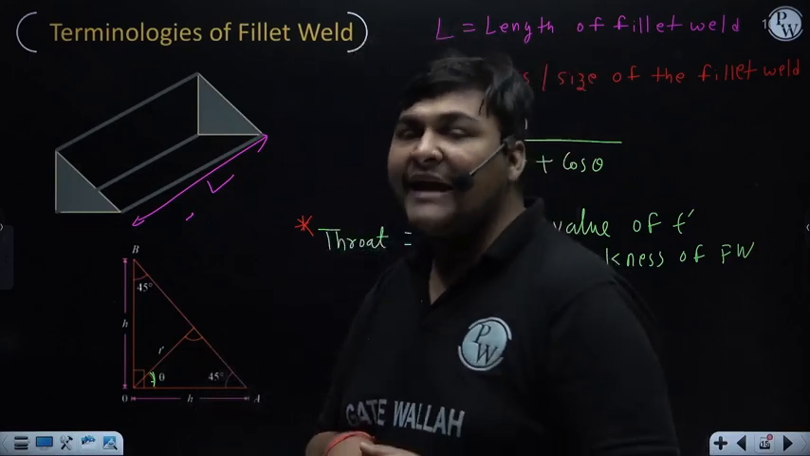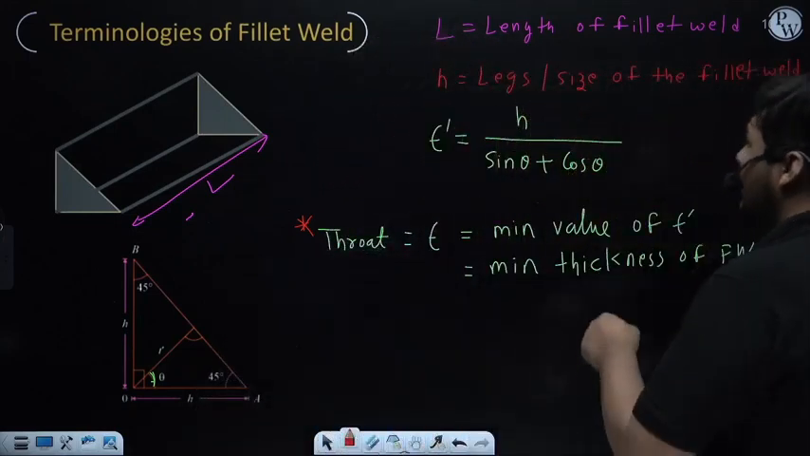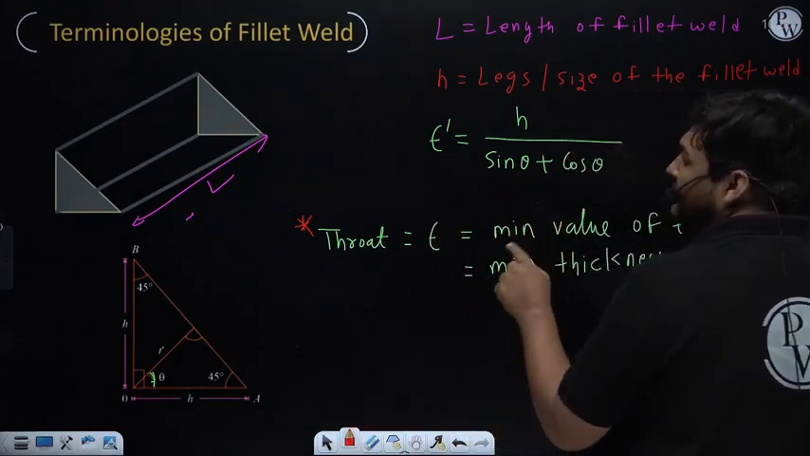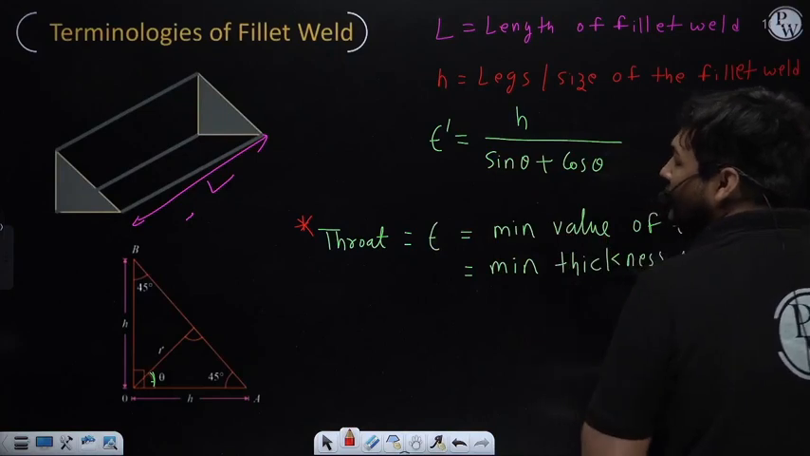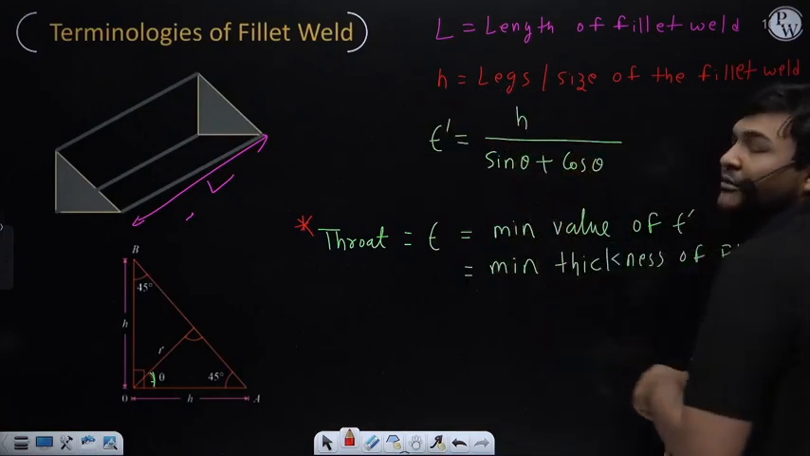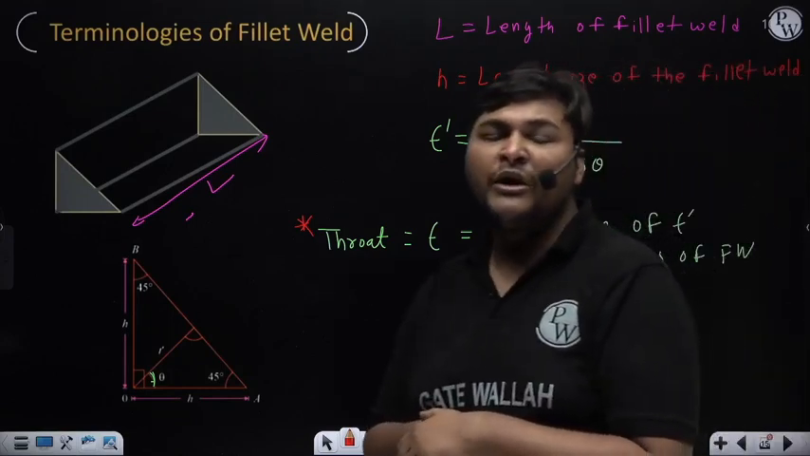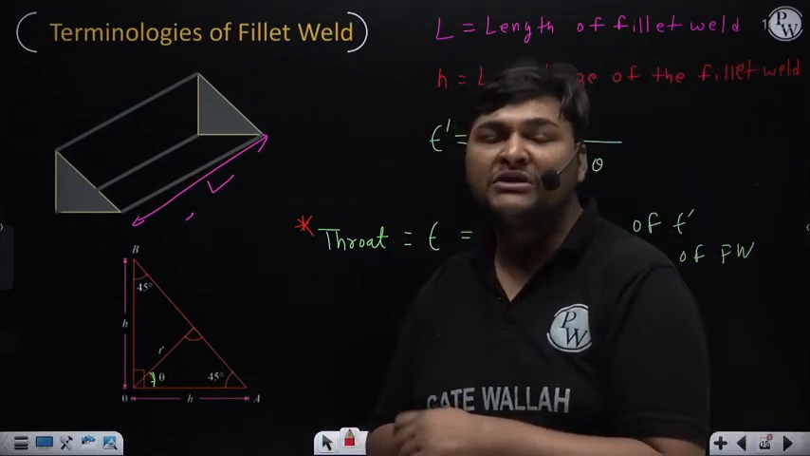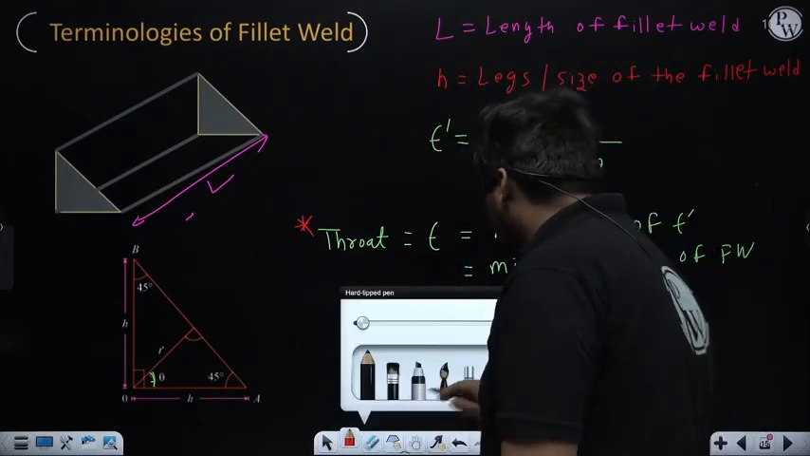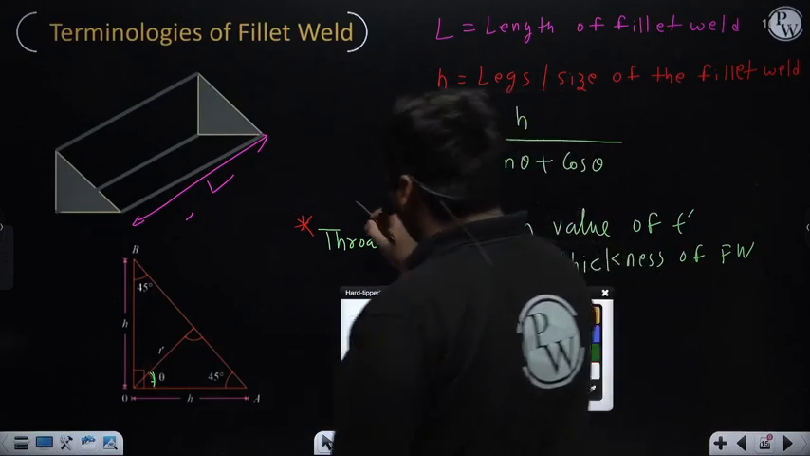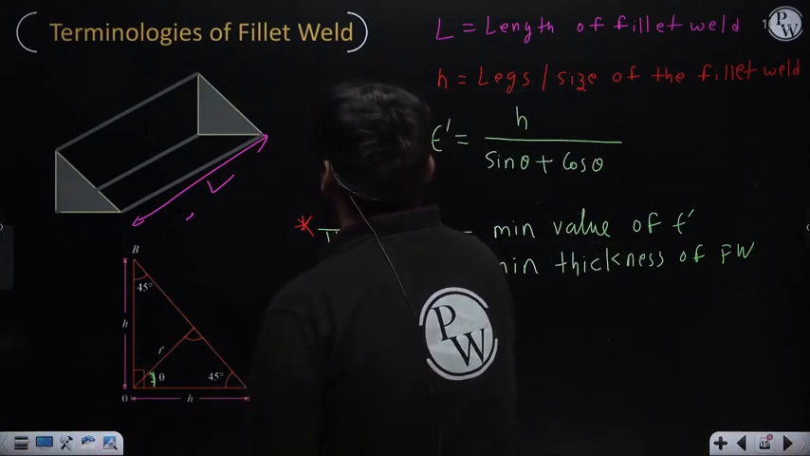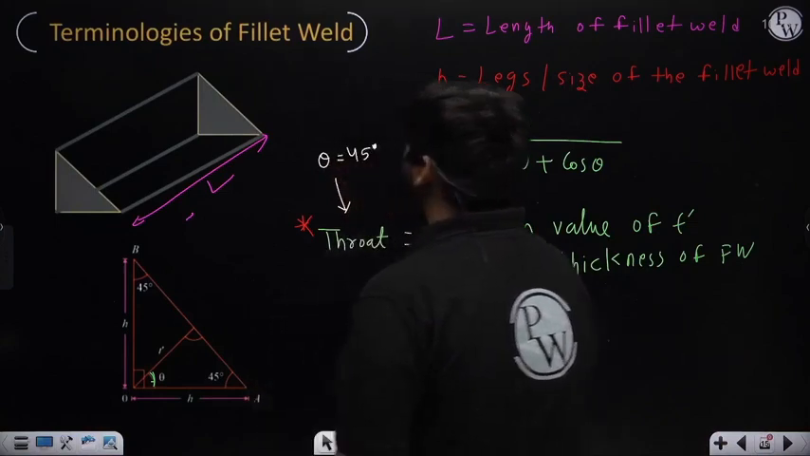Now at which angle will the minimum thickness of fillet weld come? If you want to find at which angle T dash will be minimum, because that minimum value of T dash is known as throat, you need to differentiate T dash with respect to theta, because the variable is theta, and equate it to 0. You will get the value of theta at which T dash is minimum. But I am not going into the derivation. You have to remember that this minimum value of thickness, the throat, will come at angle theta equal to 45 degrees.